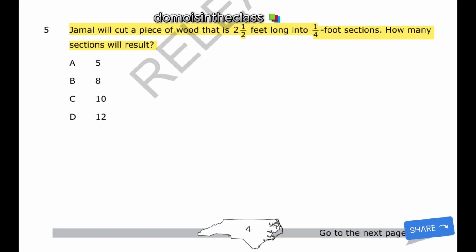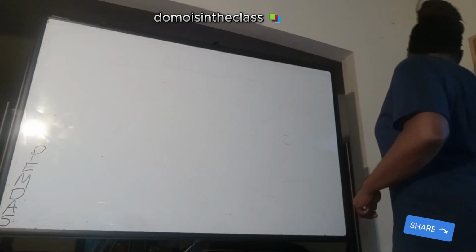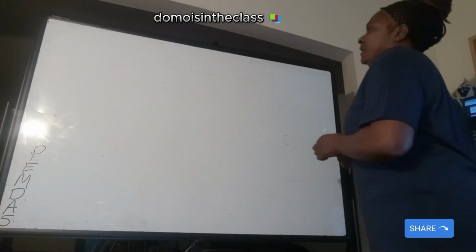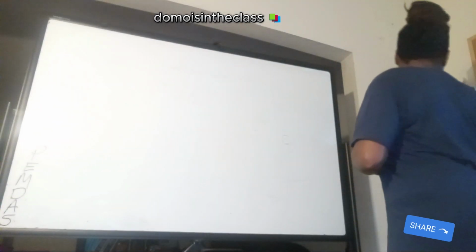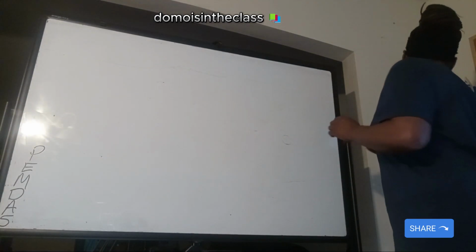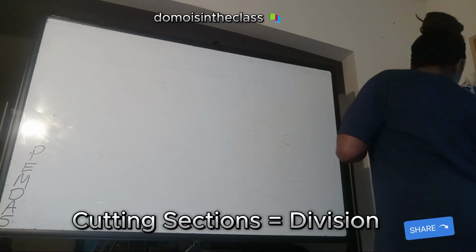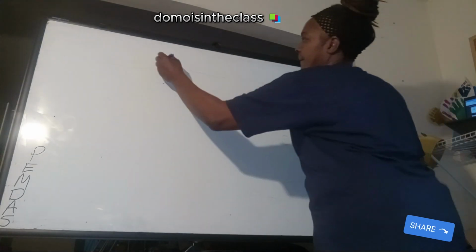Jamal will cut a piece of wood that is 2 1/2 feet long into 1/4 foot sections. How many sections will result? For number 5, we already said that Jamal wanted to cut those pieces, right? So cutting those pieces into the same size pieces, that's going to be division. So we have 2 1/2.